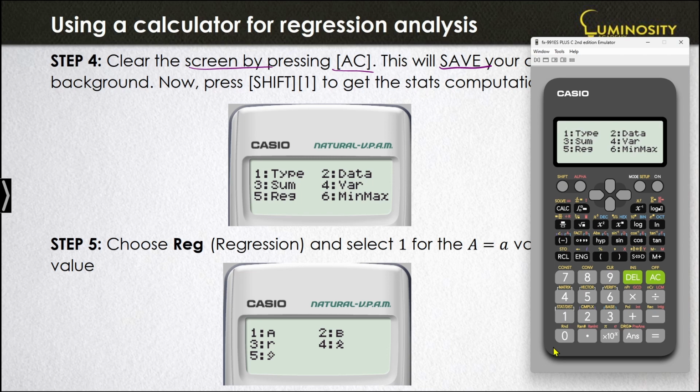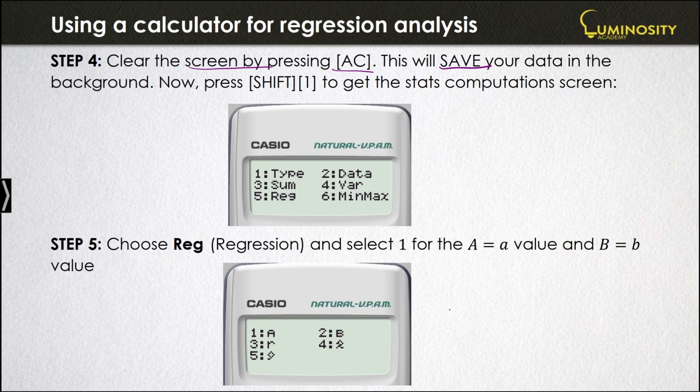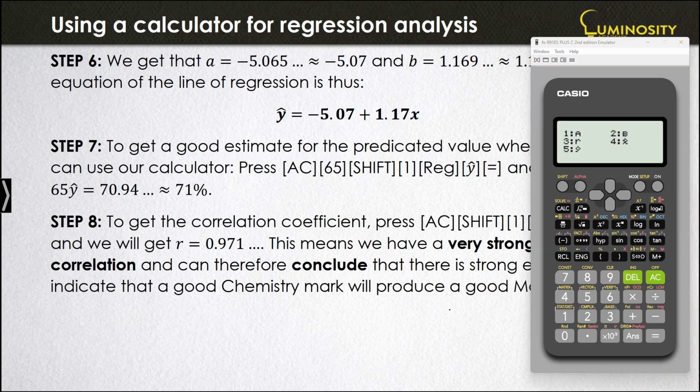We want to choose whichever number is regression. So in this case, it's number 5 on my calculator. Now you'll see it gives you 5 different values. The A and the B are exactly those parameters that we are looking for. All right. So if I push A for 1 here, and I press equals, you can see I get negative 5.065, and so on. So to 2 decimal places, unless told otherwise, I can round that off to negative 5.07.